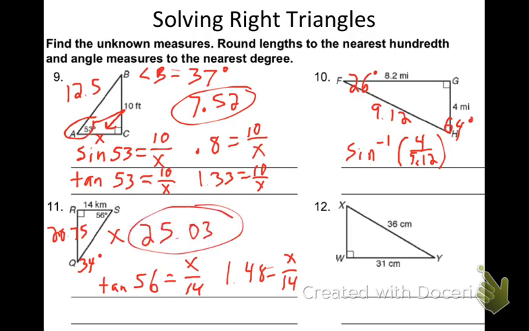25.03. Nice job. Then depending on how you round, sometimes, like somebody earlier today was like, well, I got 25.00. Well, depending on how you round, sometimes you could be off a couple decimals, but that's just with rounding, so you're fine.